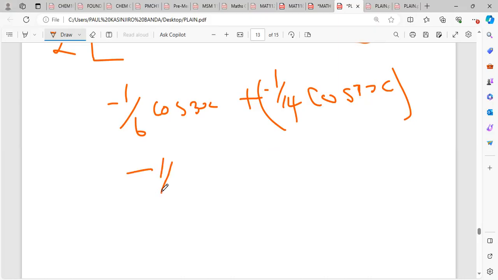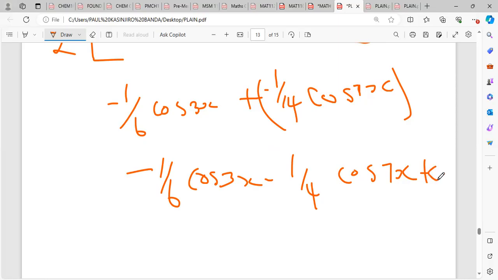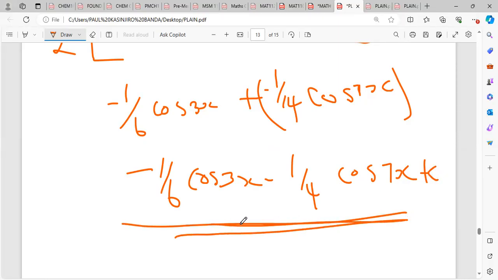So this is actually our integral: minus 1 over 6 cos 3x, then minus 1 over 14 cos 7x, plus a constant c that we don't know. So this here is our integral. That's how you integrate that question using this formula method. I don't want to use the partial fraction ones.